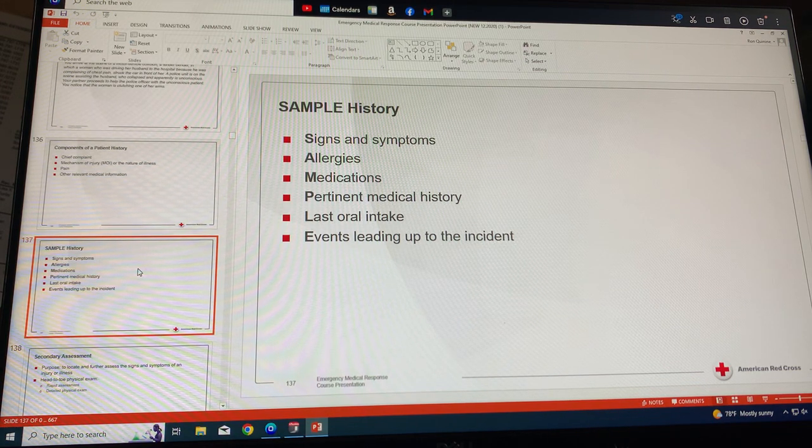Last oral intake. Determine when a patient last had something to eat or drink and what it was. Also, ask if the patient has recently taken any medication, and if so, what? Events leading up to the incident. Determine what the patient was doing before and at the time of the incident. The events leading up to the incident could possibly help identify the mechanism of injury or nature of illness.